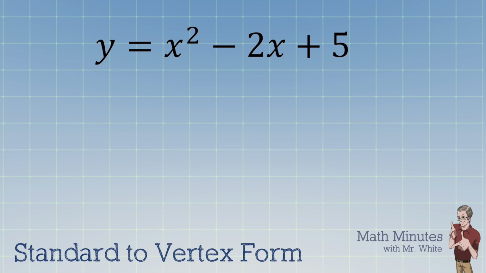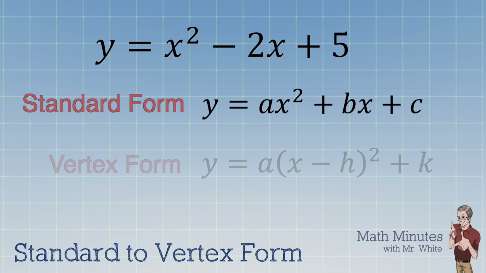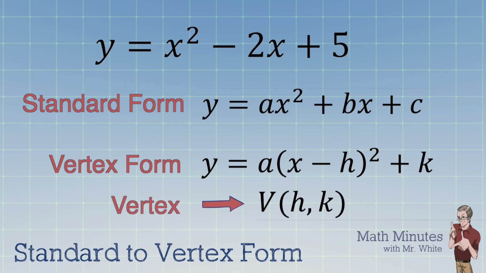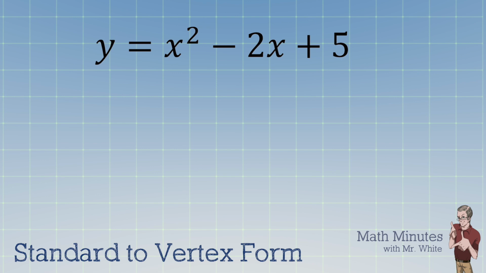Let's look at converting standard form, which you see here, into vertex form, which is really useful to find the vertex of the parabola. So sometimes we want to start with the standard form, but convert it to vertex form to just make our life easier to know where the vertex is. So we are going to use a completing the square process.